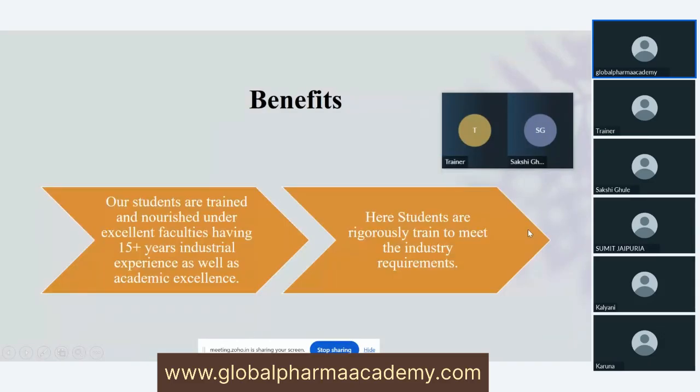Next, the benefits. Our students are trained and nourished under excellent faculty with more than 15 years of industry experience as well as academic excellence. And here the students are rigorously trained to meet industry requirements.